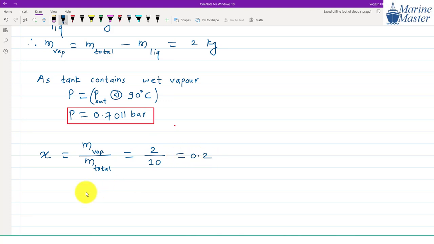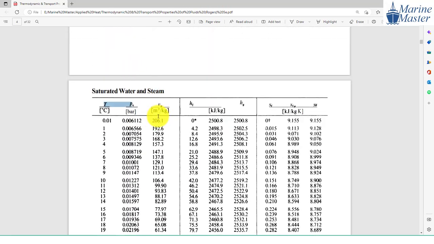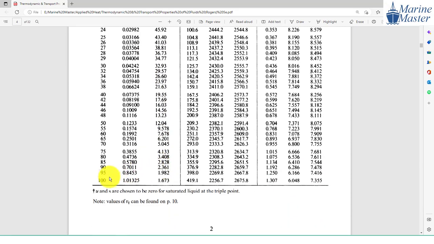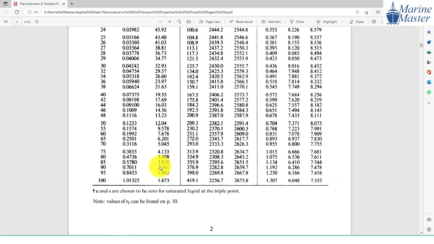So the dryness fraction becomes 0.2. Now we will go to the property table again and find Vg at 90 degrees Celsius. Which column is Vg? The third column. For 90 degrees Celsius, first column temperature, third column Vg, the value is 2.361.